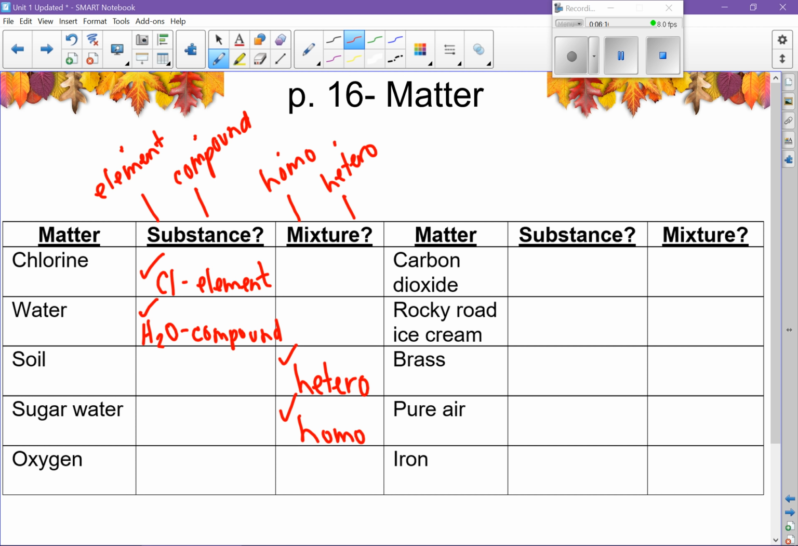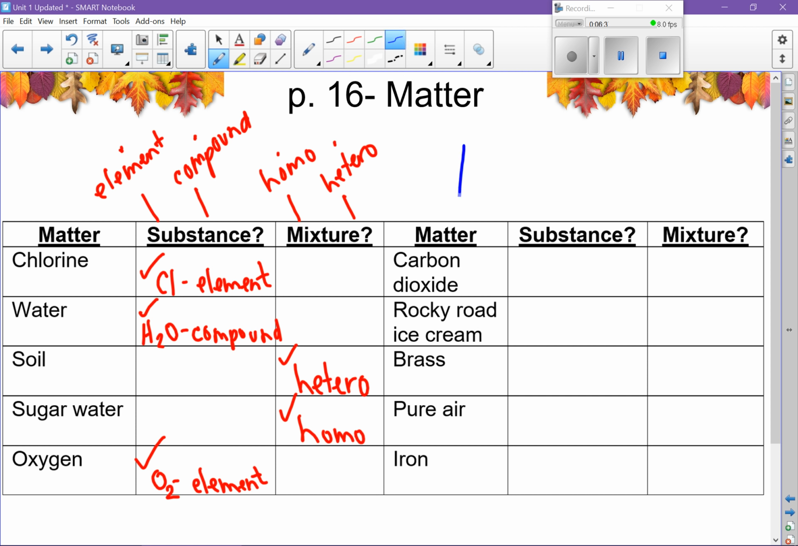Next we have oxygen. Oxygen is just that. There's nothing else in it. It is pure. Then you have to decide element or compound. Since oxygen is one box on the periodic table, it is an element. And if you remember, it's actually one of our diatomic elements because it's O2.